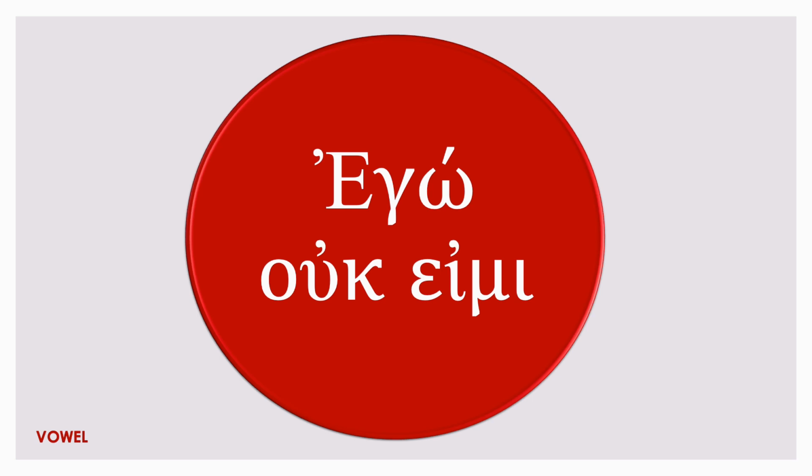So ego, I. Eimi is from the word to be, and ouk is not. I am not ho Christos, the Christ. So ego ouk eimi is I am not. Ego eimi is I am. And you'll see this come back quite a lot in John's Gospel, the I am sayings. I am the light, I am the way, I am the truth, I am the good shepherd, and so on.